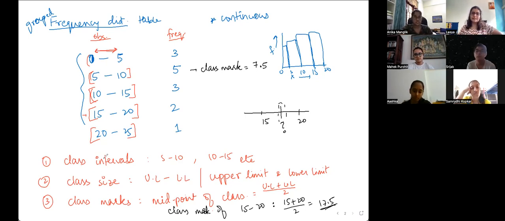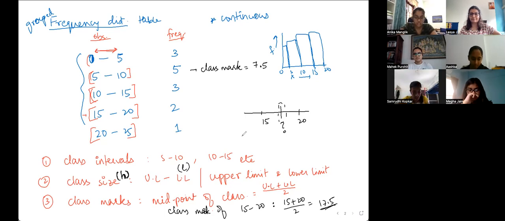These are the basics. These are the things that you're going to use in all your formulas. Usually class size is represented by h. So formula mein agar h hai, that's the size of the class. Lower limit is represented by L. So formula mein agar L aaya, you use the lower limit of that specific class. Okay. So these are the basics you need to know. In this chapter, you'll be dealing with group frequency distribution tables. You'll be dealing with continuous tables only. So even if you're given discrete, you need to convert it into continuous and then do it.